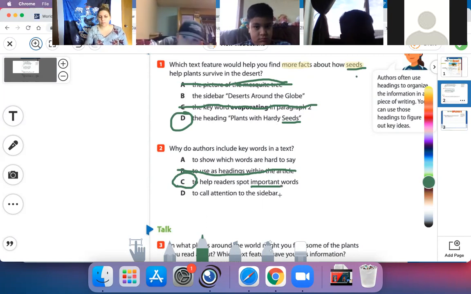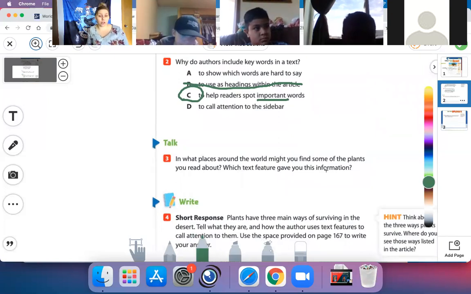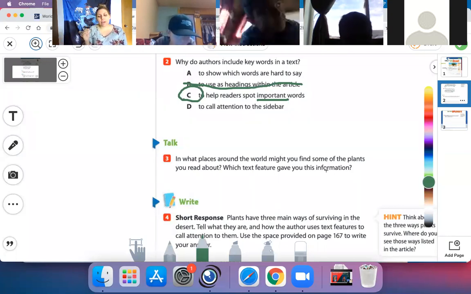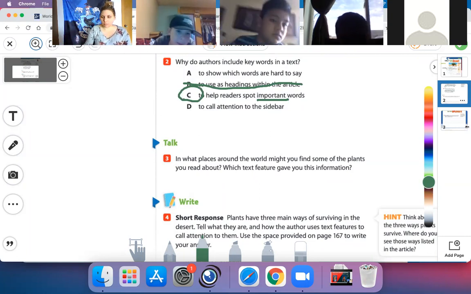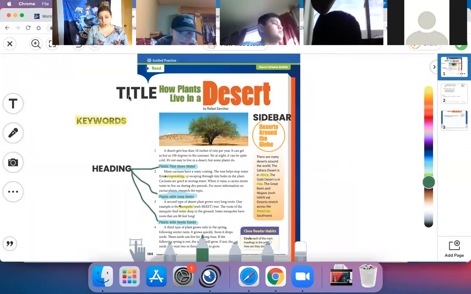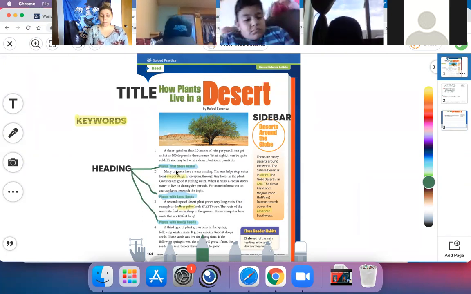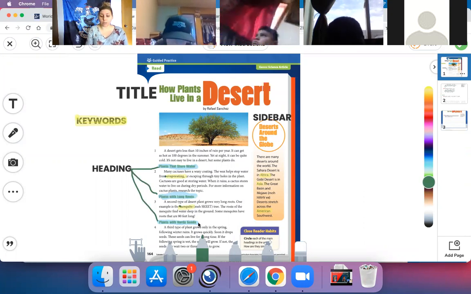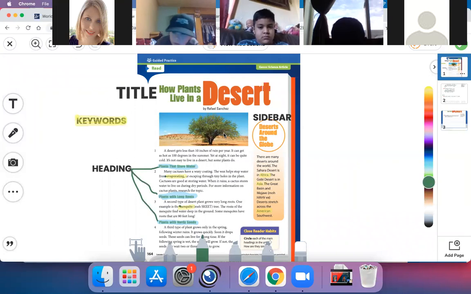All right. So now I'm going to scoot on down to question 3. Now it says talk, but we are going to write our response. In what places around the world might you find some plants you read about? Which text feature gave you this information? So I'm going to go back to my story and look at my text features. The title is a text feature. The keywords, evaporating and mesquite. The headings, plants that store water, plants with long roots, plants with hardy seeds, and the sidebar, deserts around the globe. Which one of these tells me about where I might find some of these plants?